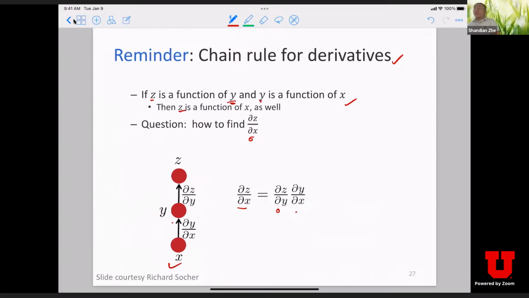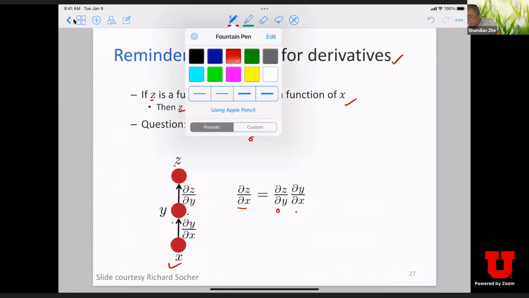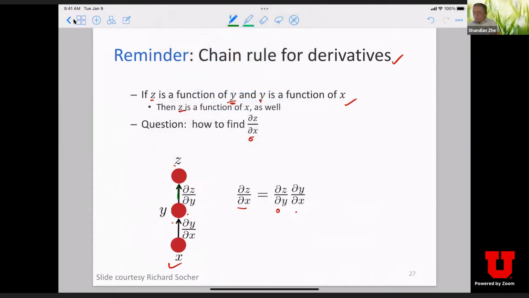And then we construct this dependency graph. And then on each edge, we're gonna compute a partial derivative. That is the partial of the parent node over the child node, right? So on this edge, because it indicates z is a function of y, we're gonna compute partial z over partial y. And on this edge, y is a function of x. y is parent, x is child. So on this edge, we're gonna compute partial y over partial x.